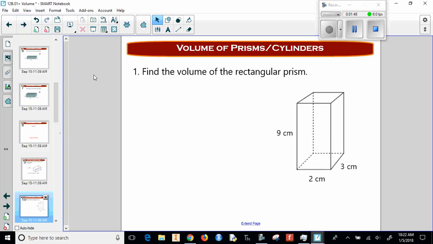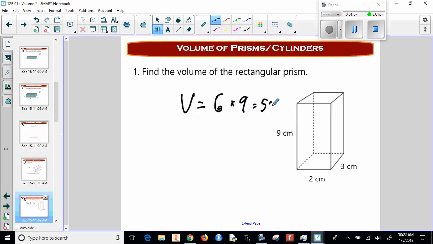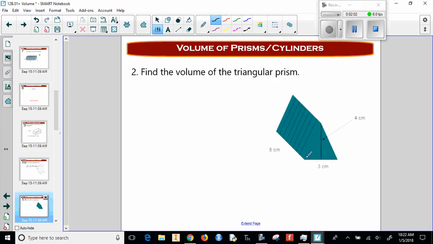So if we look at this real quick, we'll look at this bottom and we have 2 times 3. That's going to be 6. Multiply by the height, 9. That's going to be 54 cubic centimeters that will fit there.